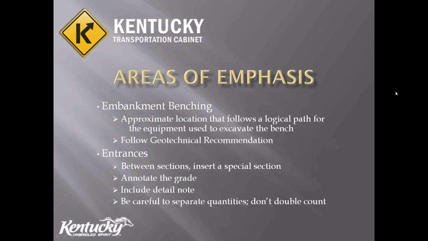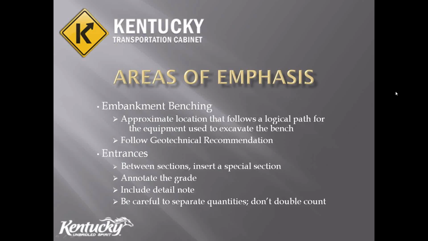Okay. As far as embankment benching goes, it'll also be shown on the detailed cross sections. Embankment benching is the approximate location that follows a logical path for equipment to excavate a bench. So these embankment benching locations are included in the geotechnical recommendation report that is completed for each project. The embankment benching quantities total will be shown in the earthwork quantities header at the top of the last cross-section sheet, and I think Patrick will go over that, but we'll go over that in detail as far as that earthwork quantities header that I'm talking about.